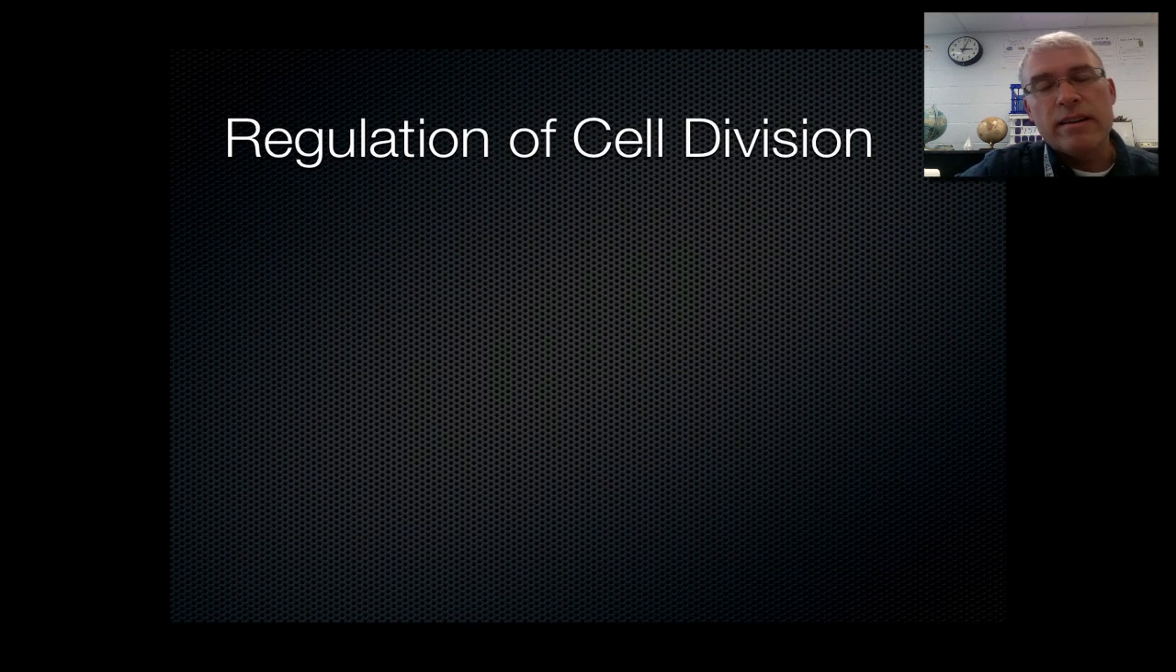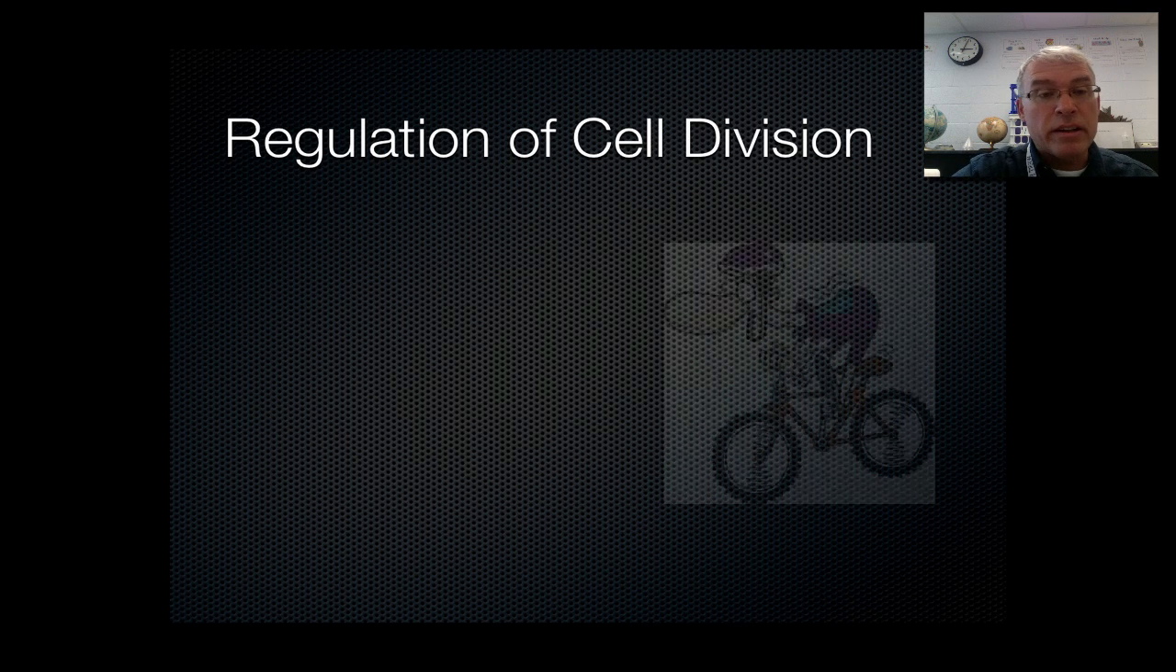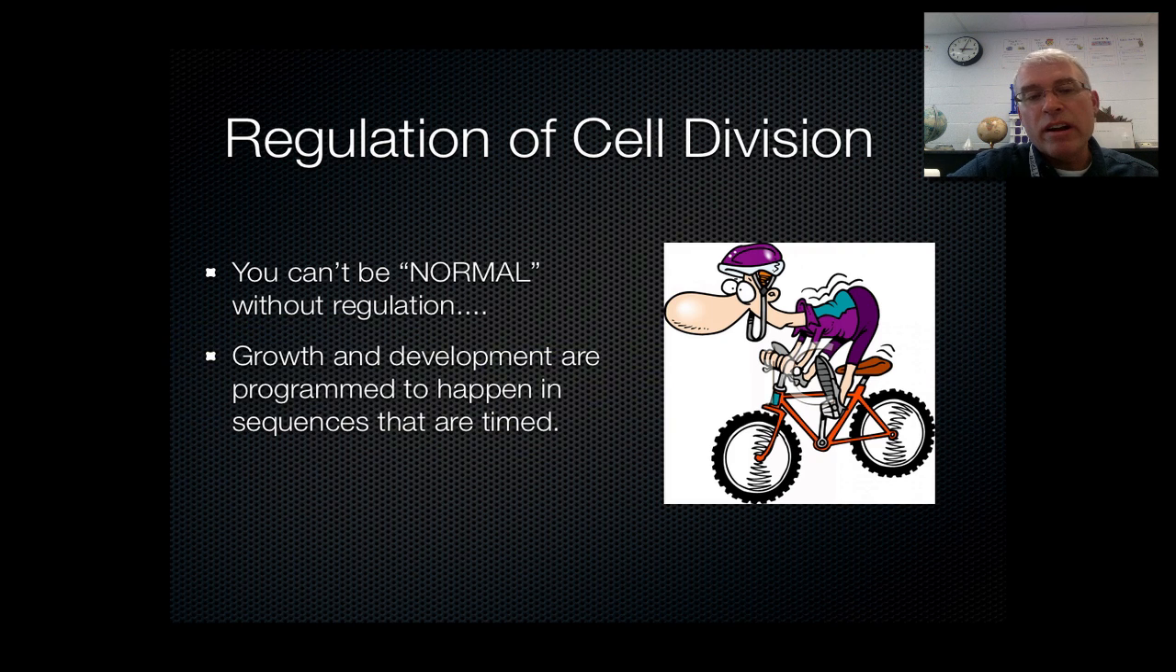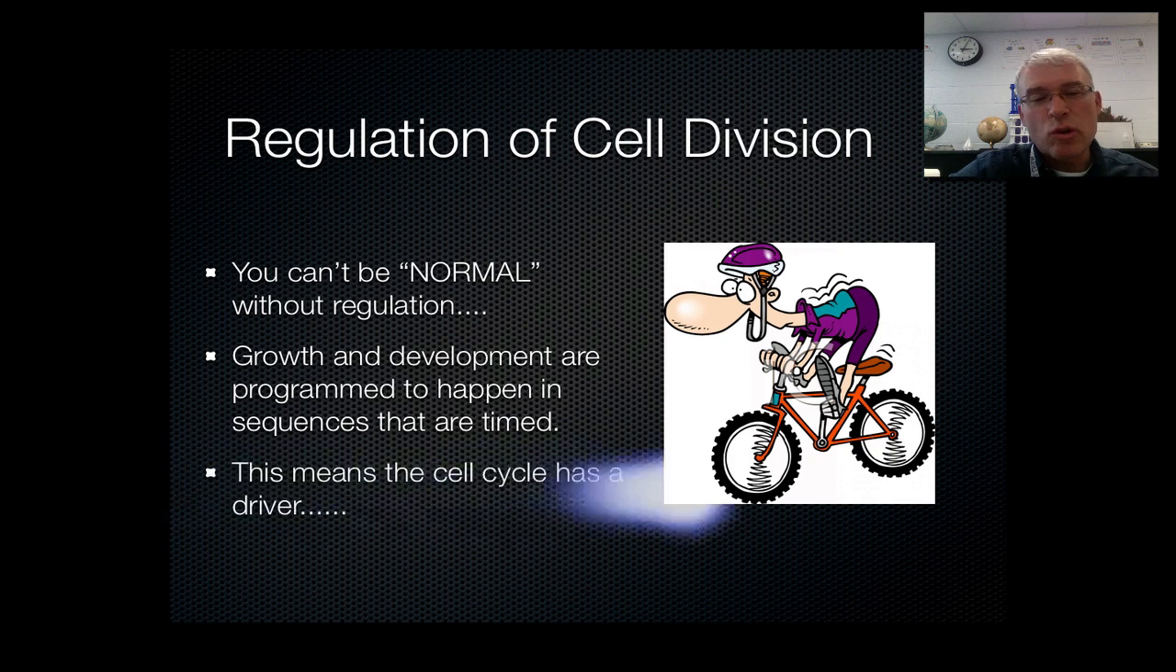Okay, now, cell division has to be regulated. You can't be normal without regulation. If you think about it, growth and development are complicated processes. They have to happen right. Each step has to happen with the right timing, or you get irregularities. So that means there must be some timing and some control going on here.